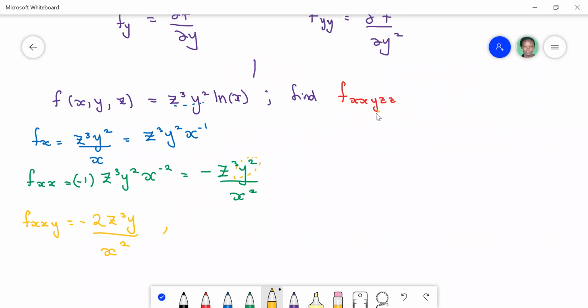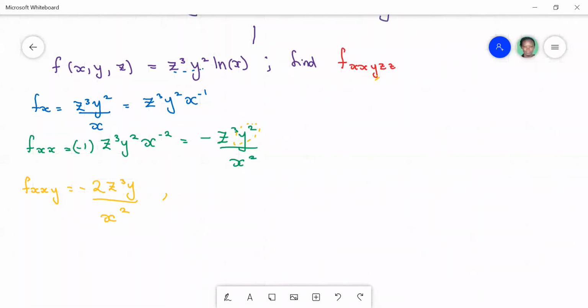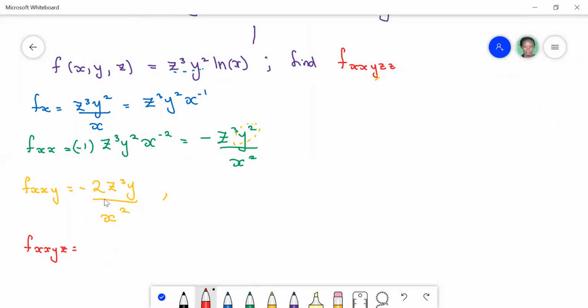That is for this part. Then the next order is differentiating with respect to z. So I'm differentiating this with respect to z, and in doing that, with respect to z, I have f_xxyz. So we differentiate this with respect to z. And what do I have? I have 3 here, so 3 multiplies 2 to give us 6. So -6z²y divided by x².